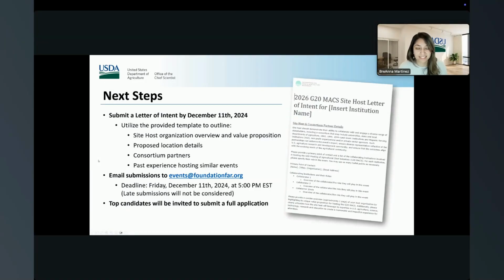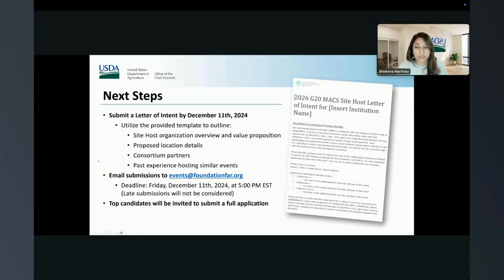So what are the next steps? Please submit a letter of intent by December 11th, 2024. I'm sure you all received some form of communication, whether from the USDA or from FAR, explaining that we are looking for letters of intent. At a very high level, we're looking for potential hosts to provide us with an overview and value proposition, proposed location details, consortium partners, and past experience hosting similar events.